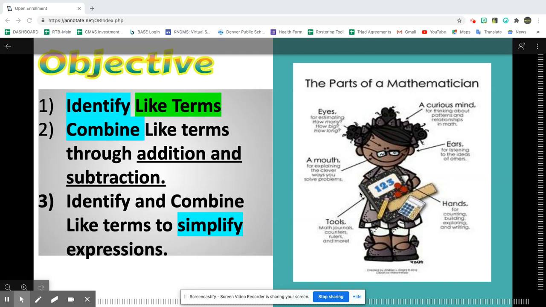And then the last thing that we will do is put it all together. You need to be able to identify the like terms and combine them to simplify expressions. Remember, the word simplify means to make as small as possible. So I'm going to take this really, really long expression and make it as small as I possibly can by combining terms that are the same, that are like terms. That is our goal for today in this video.